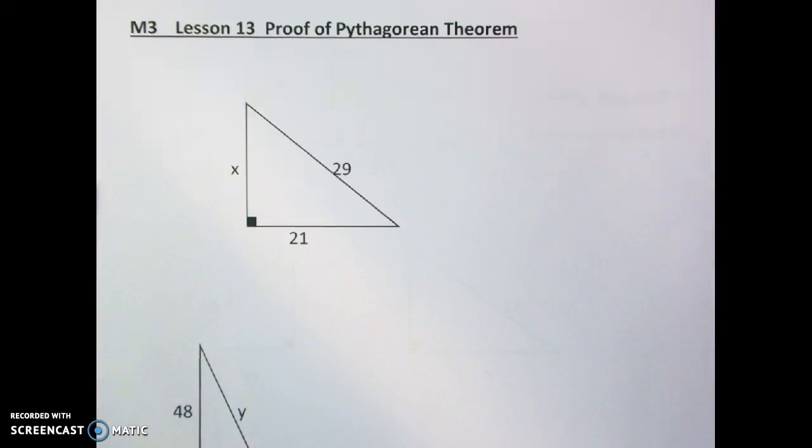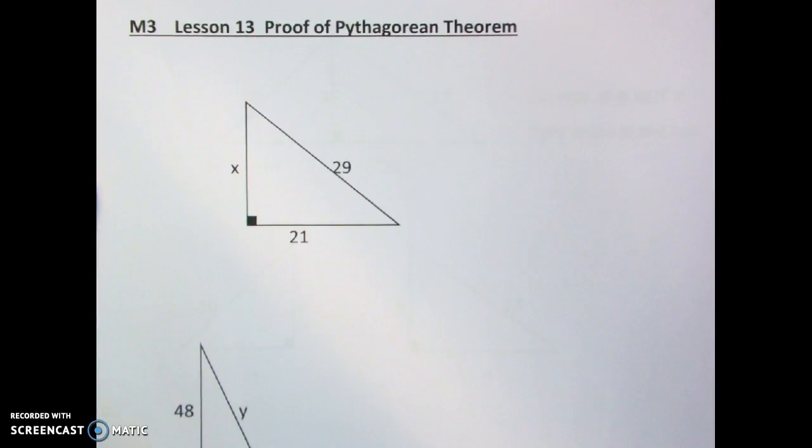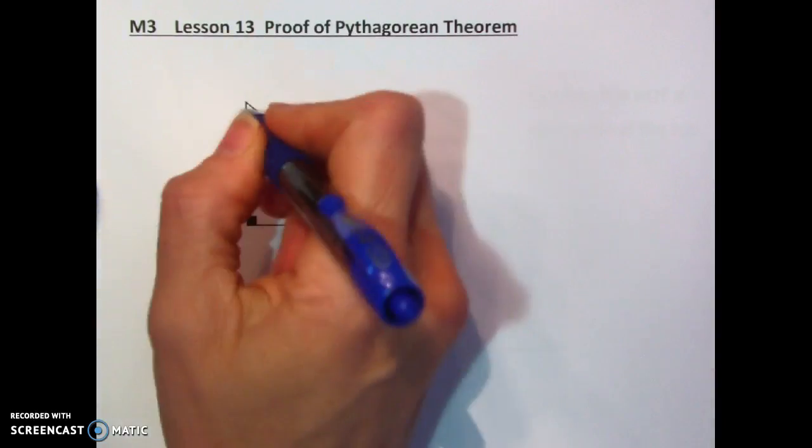Module 3, Lesson 13, Proof of the Pythagorean Theorem. We've already talked about the Pythagorean Theorem back in Module 2. We'll also talk about it in a future module. One of the ways that we've already talked about solving Pythagorean Theorem problems is by using the squares.